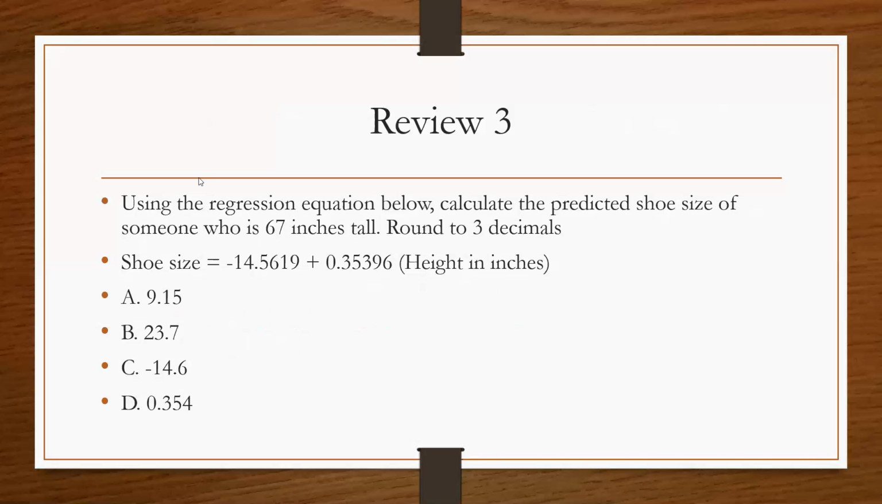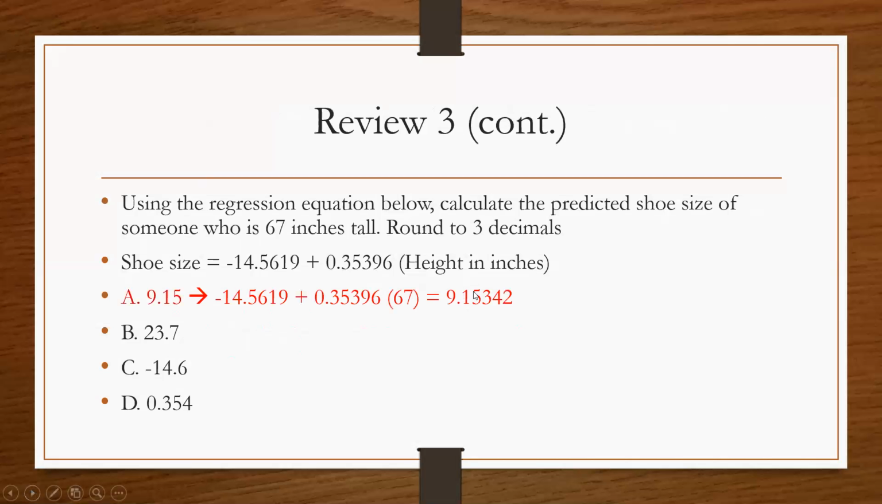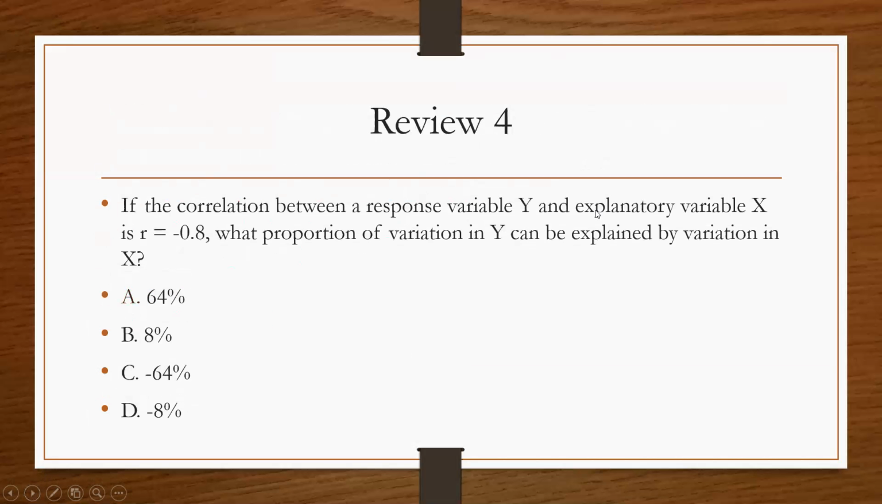Yeah, good job. Just simple plug and chug. Just take the 67, plug it in for your x, and then you end up getting this, which is just round to 9.15.